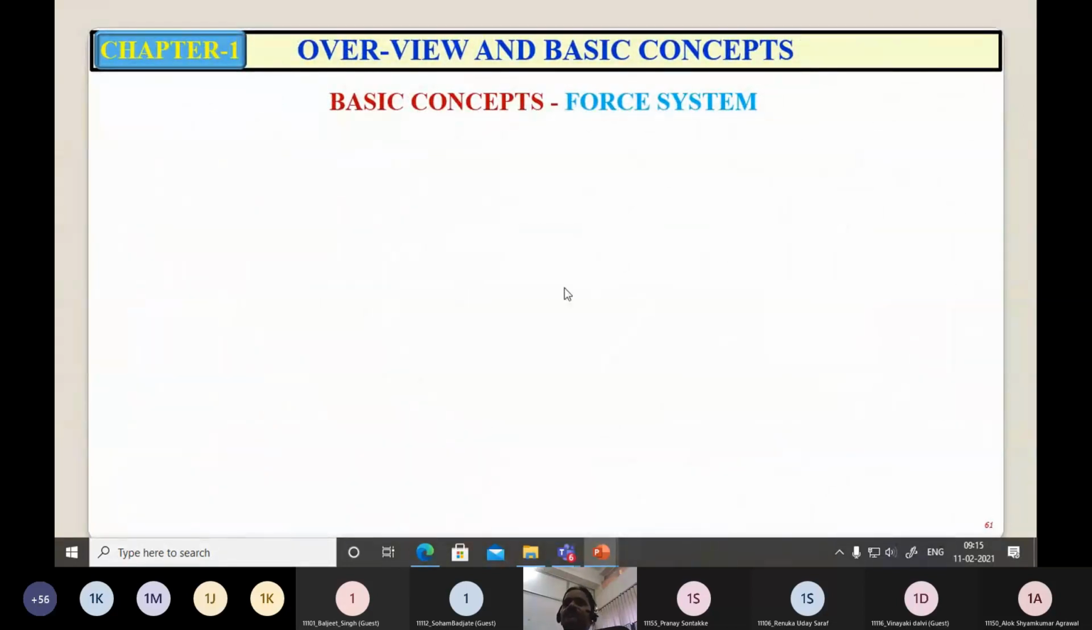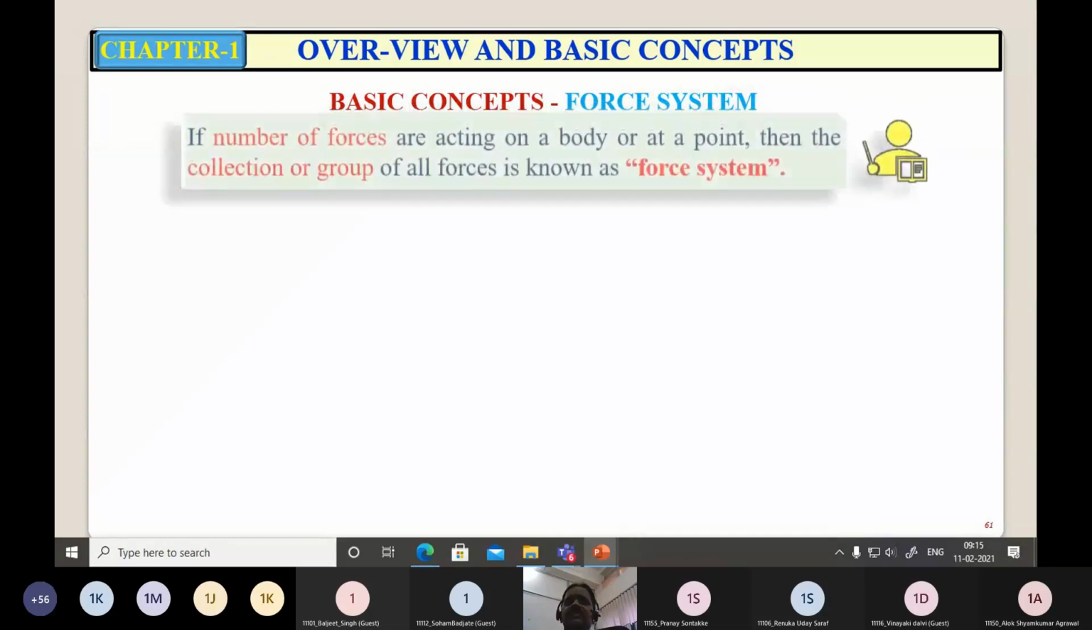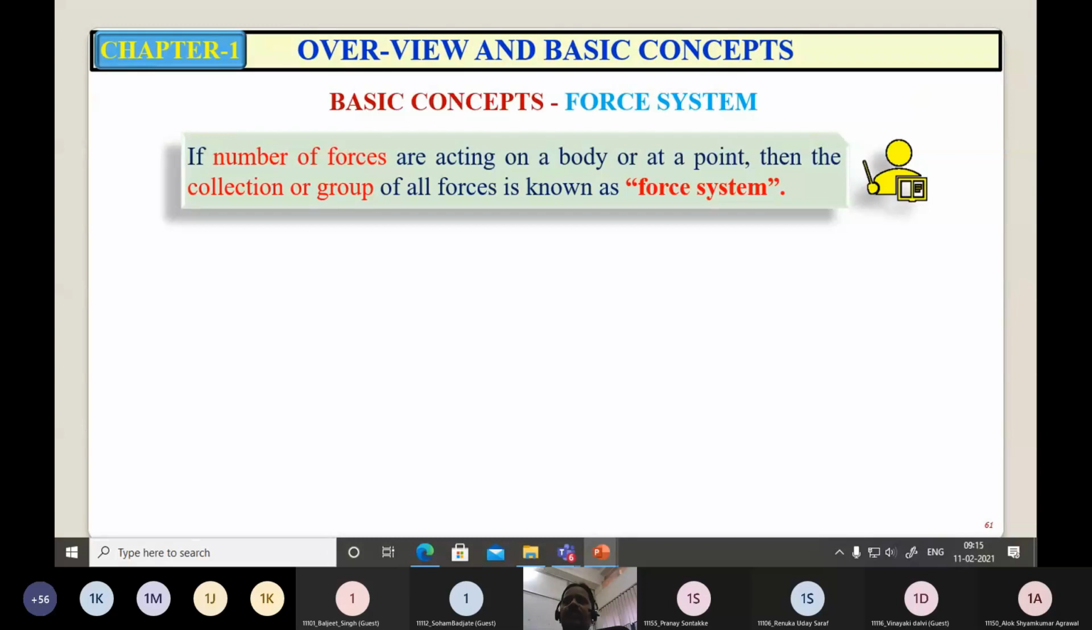So what do you mean by force system? If a number of forces are acting on a body or at a point, then the combination of all those forces, the collection or group of all those forces is known as force system, right? Force system is nothing but the group of all forces acting on the body. The two bodies are there. One is having considerable dimensions, other one is say a particle, and four forces are acting on this body: F1, F2, F3, and F4. Now we can say that this body is subjected to a system of forces having four forces.